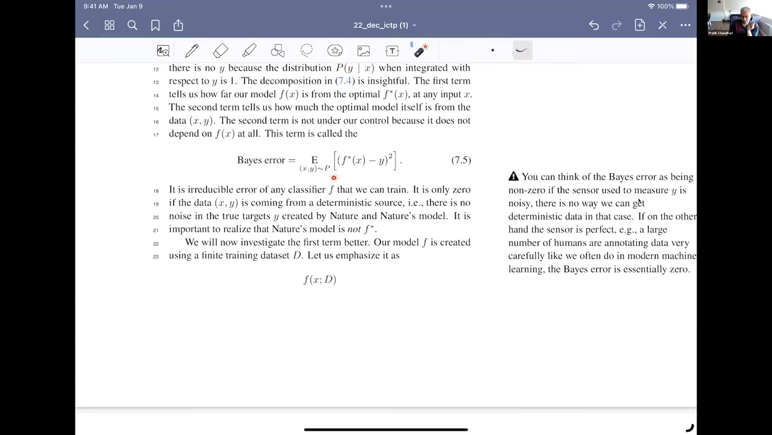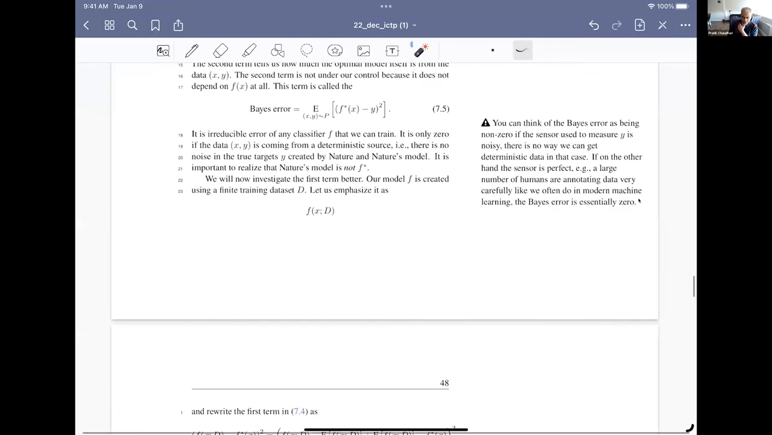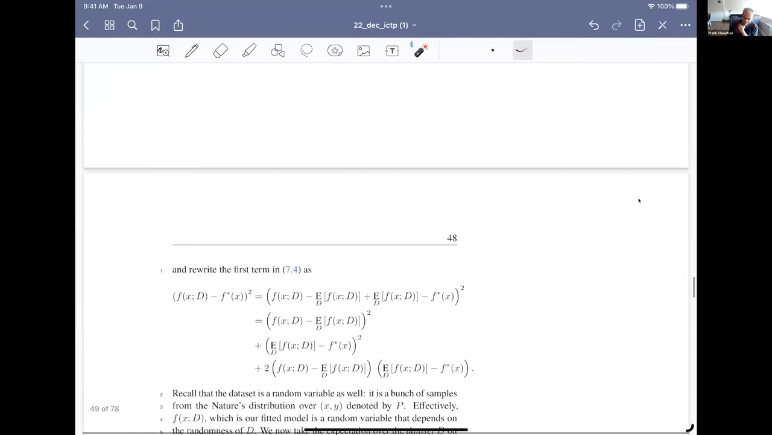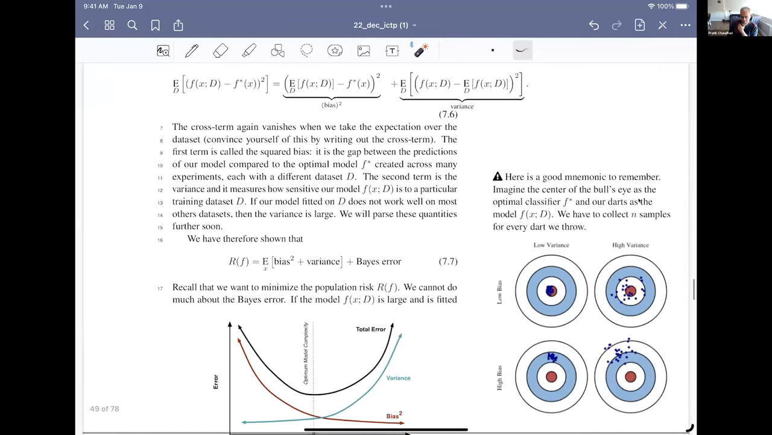So such things are called Bayes error. Bayes error is the irreducible error for our machine learning model. If nature's labels themselves are non-deterministic, then there is no way we can fit them perfectly. So this is the irreducible error. We shouldn't worry about it. Typically, this error is quite small for a lot of data sets. But if you are solving a new problem that people did not solve yet and you collected your own data, then you can get into situations where the Bayes error itself is quite large.